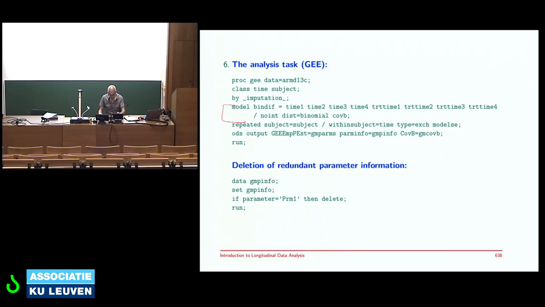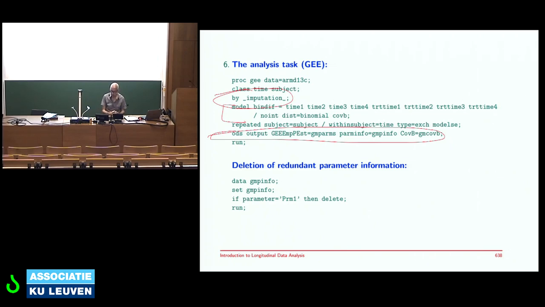What is additionally present is the by-imputation, as I said. So we don't get a single output. We get 10 outputs, one for each of the data sets. And those outputs are saved through the ODS system. Okay, now, this is where SAS becomes a little complicated, because every procedure has its own slightly different way of storing parameters, variance-covariance matrices of parameters, names of parameters, etc.